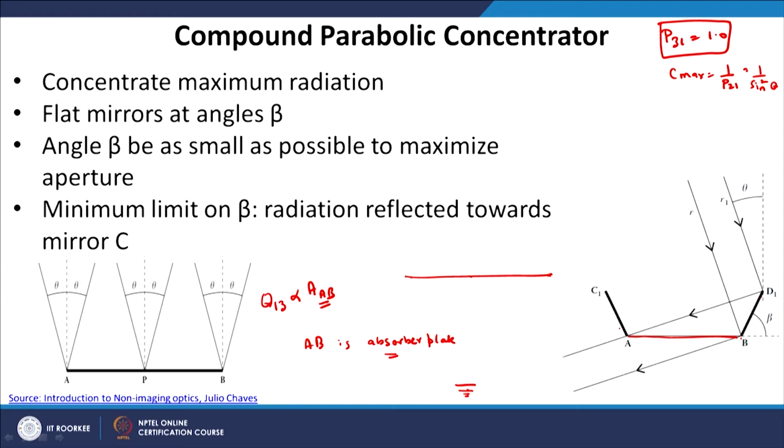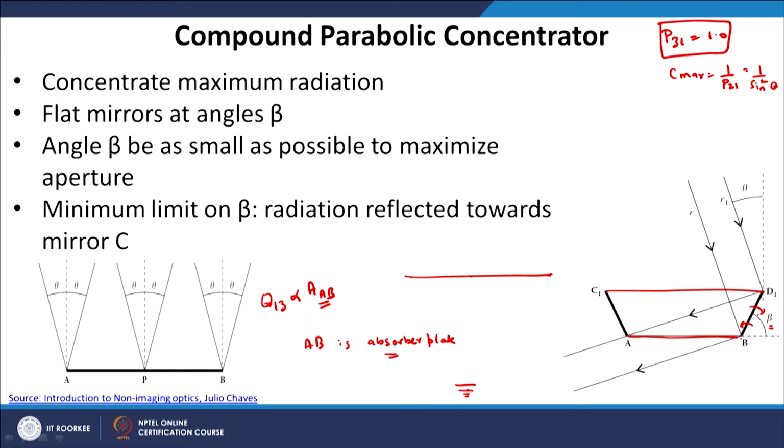Now, what could be the angle of these flat mirrors? Let us say beta is the angle of these flat mirrors. If we decrease beta, that means if we move the mirror this side, what is going to happen? Our aperture is going to increase. The aperture size is CD, this is the aperture size. If we decrease beta, aperture is going to increase. So, that is a good thing. We want aperture to be as large as possible. So, we should have beta as small as possible. If we increase beta, aperture will decrease. So, we do not want beta to be large, we want beta to be small.